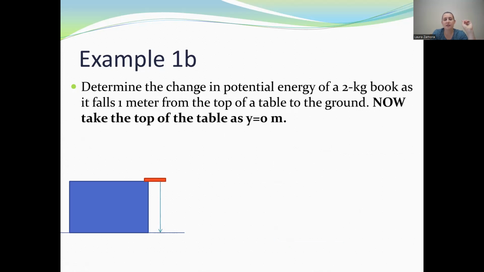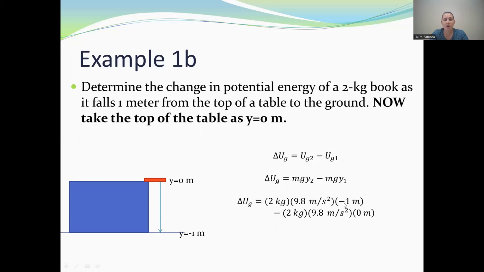Now, if we want to take the top of the table as our reference point, not too much changes, right? We're still falling a distance of 1 meter. It's just that now the floor being below our reference point makes it have a height of negative 1 meter because it's below that reference point. So same setup, right? We're still trying to determine the change in potential energy. So it's final minus initial.